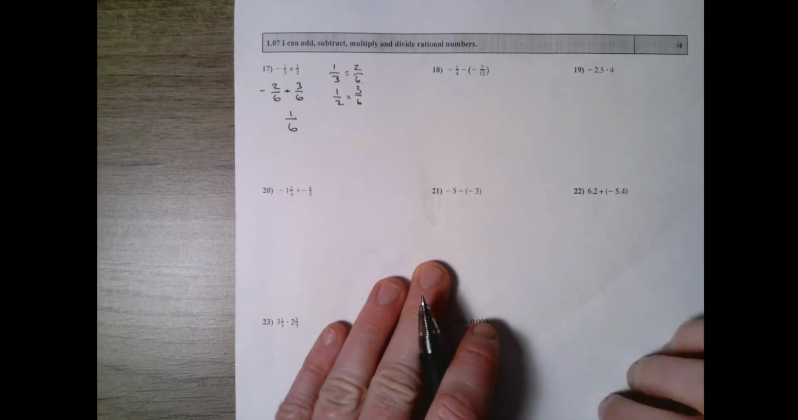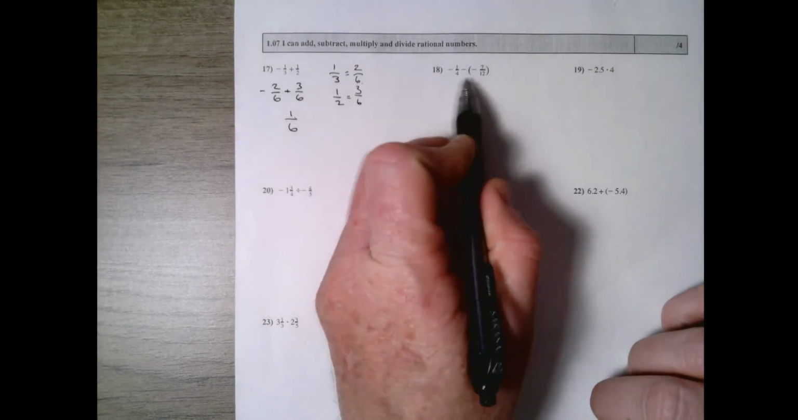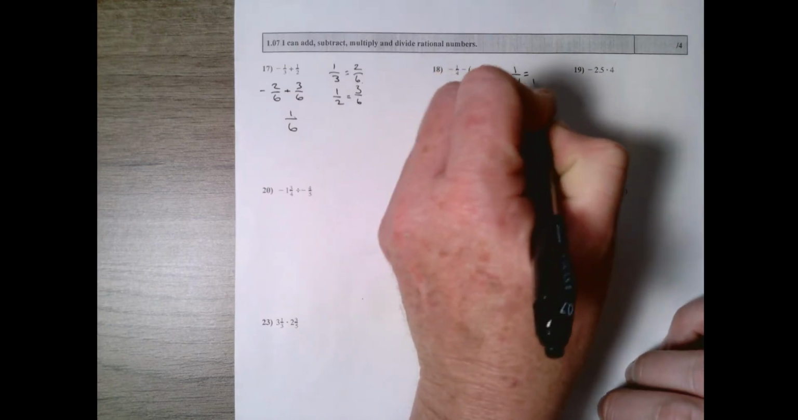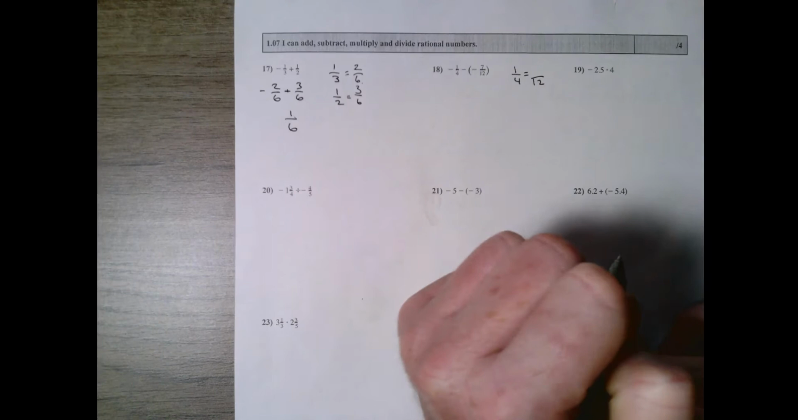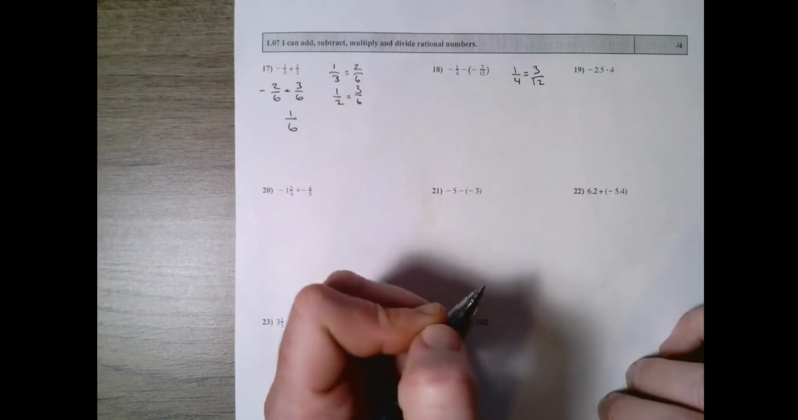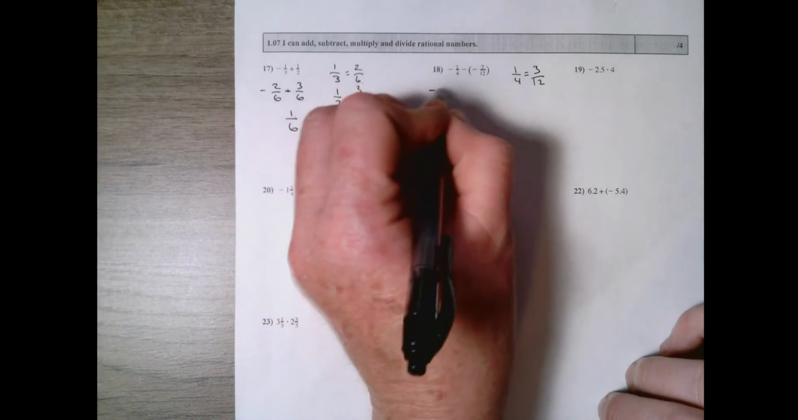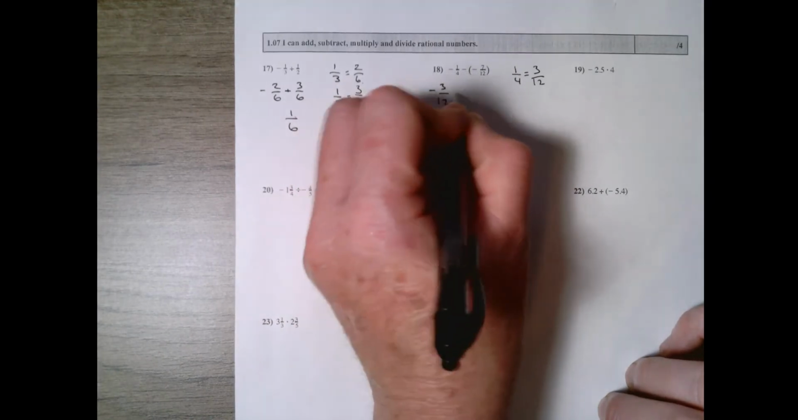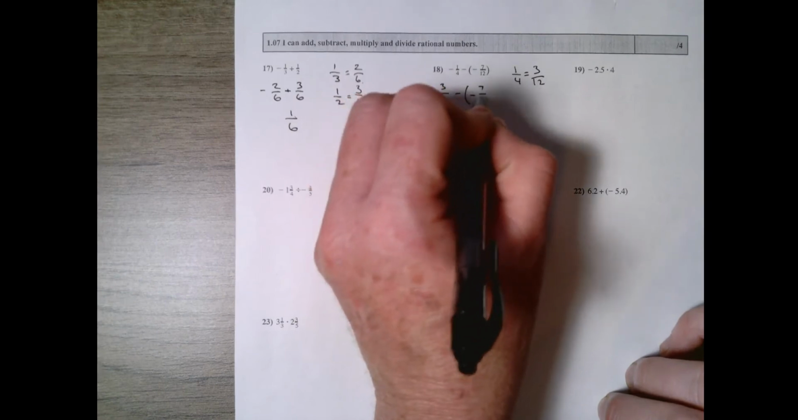Number 18, again, common denominator, we're subtracting. So I have a fourth and a 12th. So I need to turn that fourth into a 12th, the common denominator. So it's times 3, times 3. I'm going to rewrite this problem with common denominators. Negative 3/12 minus a negative 7/12.